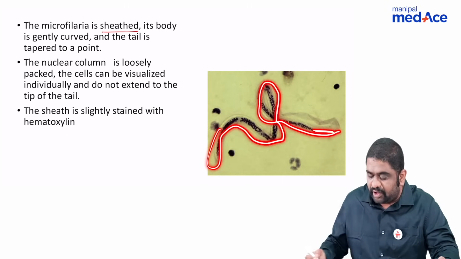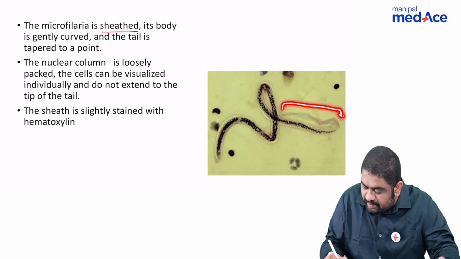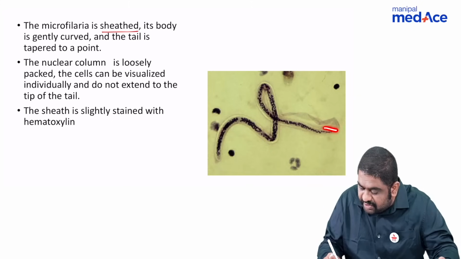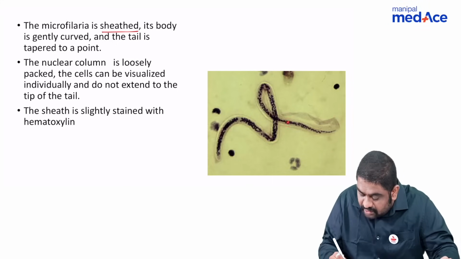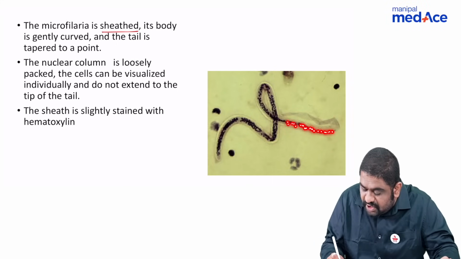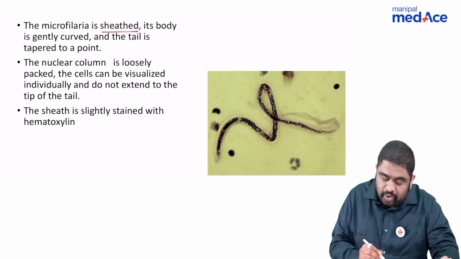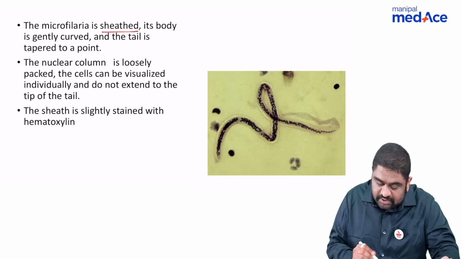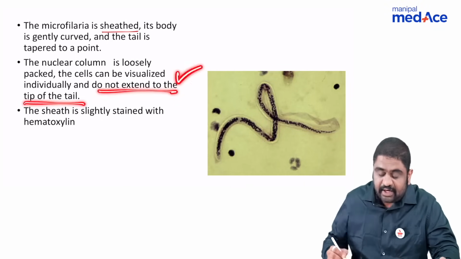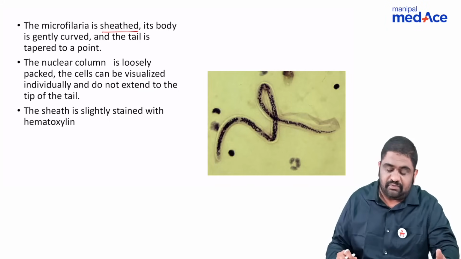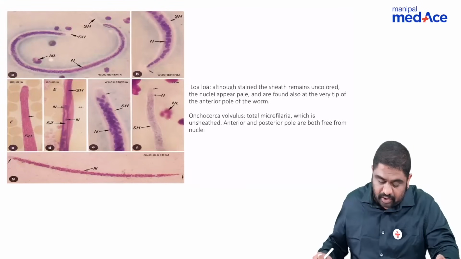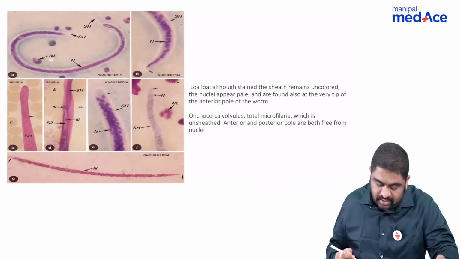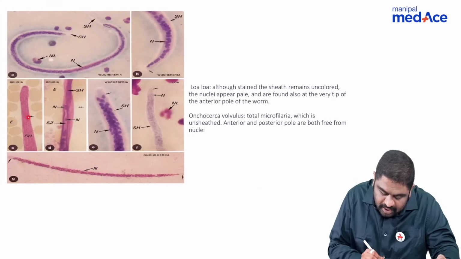Now, this is where you think the organism ends. But if you watch very carefully, empty sheath areas can be present. Now, from this area to this area, you can see the tail. And watch very carefully, there is no nuclei at all. These are the nuclei. The dark colored structures you see, the nuclei stop well ahead of the tail tip. The nuclear column is loosely packed and the cells can be visualized individually but do not extend to the tip of the tail. It has been asked almost 6 to 7 times in the last 5 to 6 years. So please be careful with this question again. Now, for your reference, look at other organisms also. When it comes to Brugia, here, this is the sheath and you will be able to see the nuclei present till here.